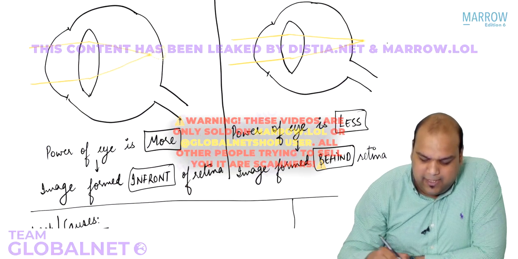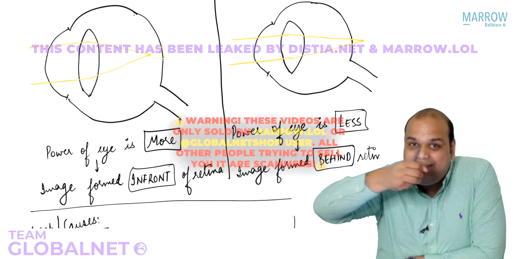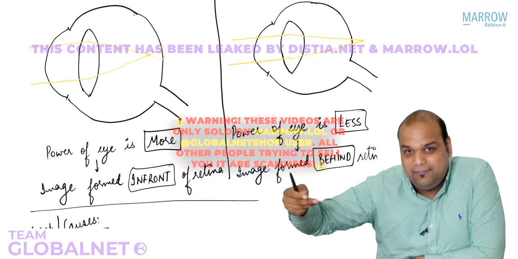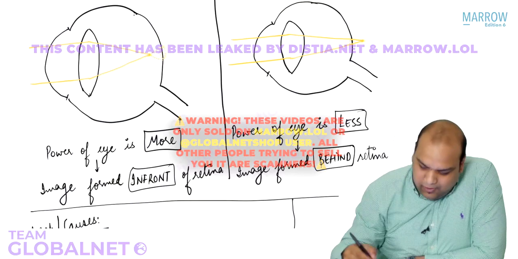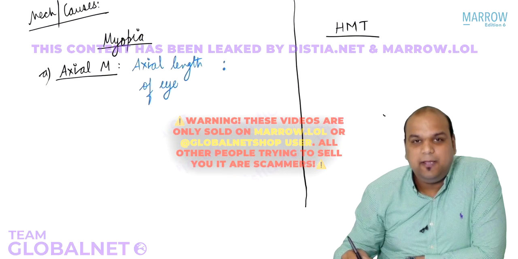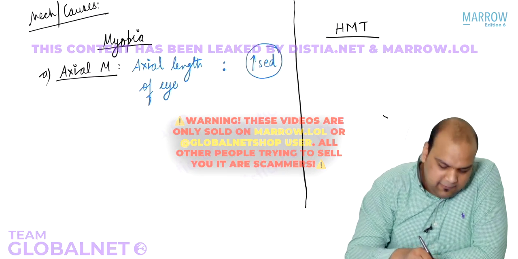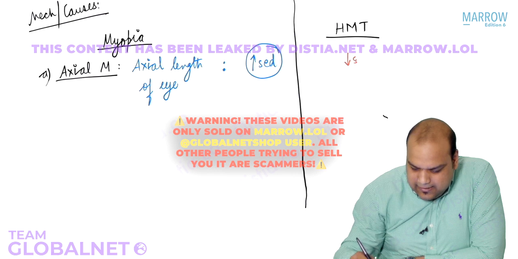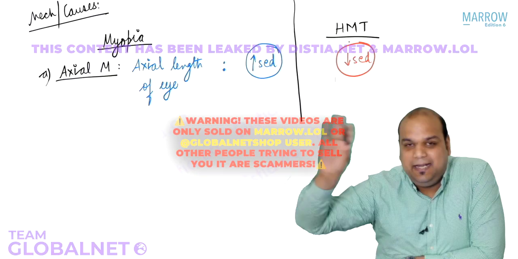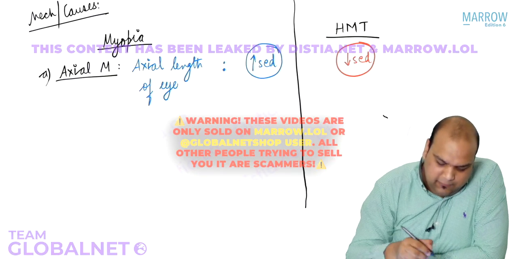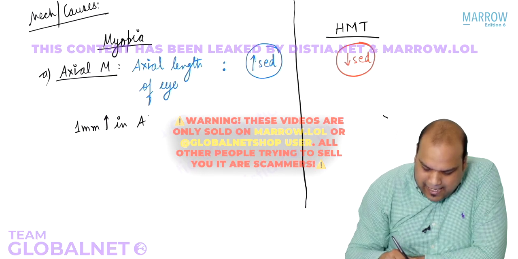For myopia to occur, the image has to form in front of the retina. So if I stretch the eyeball, if I make the eyeball longer, the image will start to form in front of the retina. So that means for causation of myopia, the axial length is increased. And for hypermetropia, the axial length is decreased. With a shorter eyeball, the light will converge behind the eye. Am I clear? Now, the formula is 1 millimeter increase in axial length.